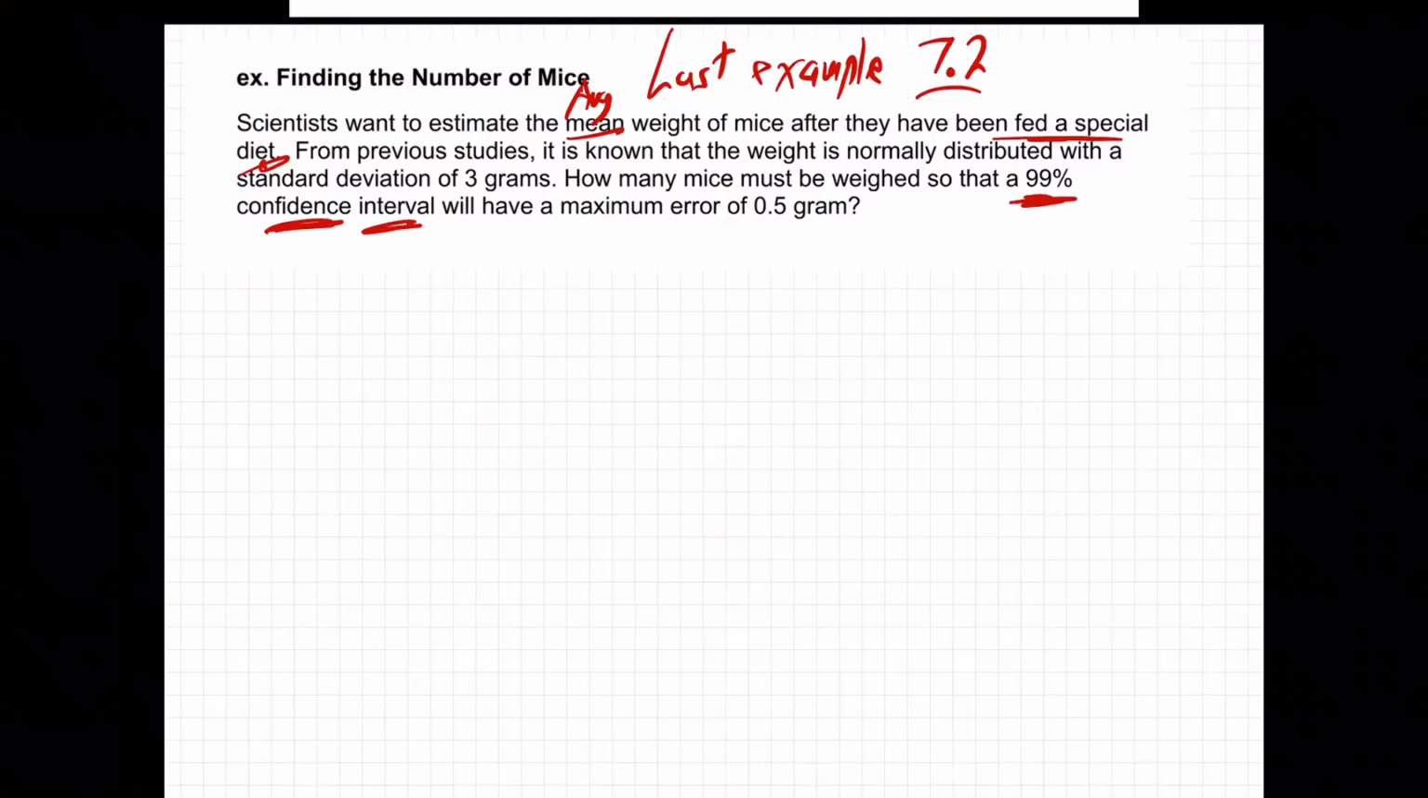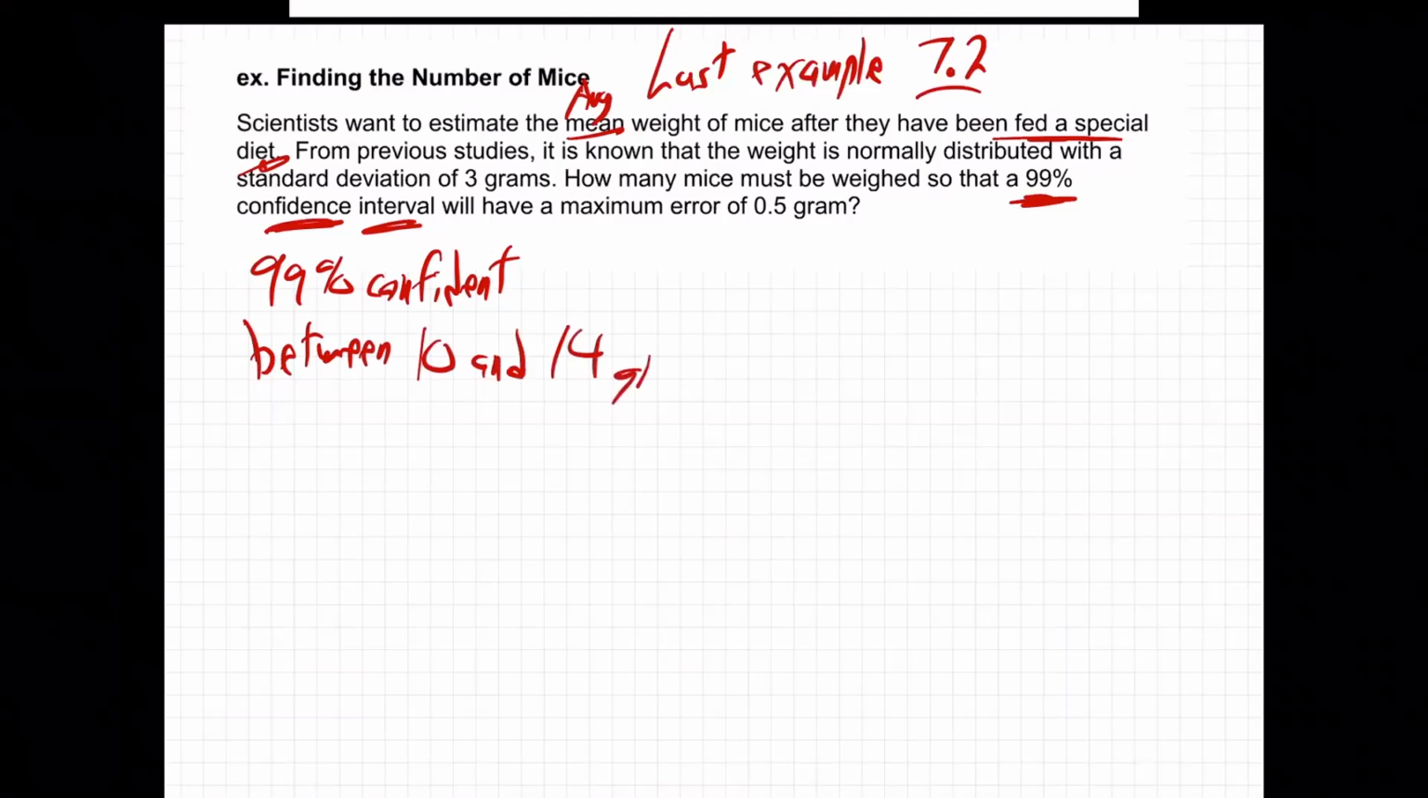Hold right there. I wonder if you really understand what it means when it says that. Does that have any real life meaning to you? What is a 99% confidence interval? Well, for example, it would mean we want to be 99% confident, and I'll just make up some numbers, but it'll give you the feel, that the mice weigh between, I don't know, 10 and 14 grams. I'm just making up numbers here, for example, after they eat the special diet.